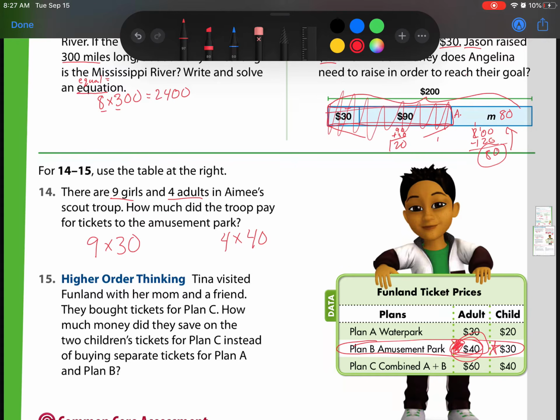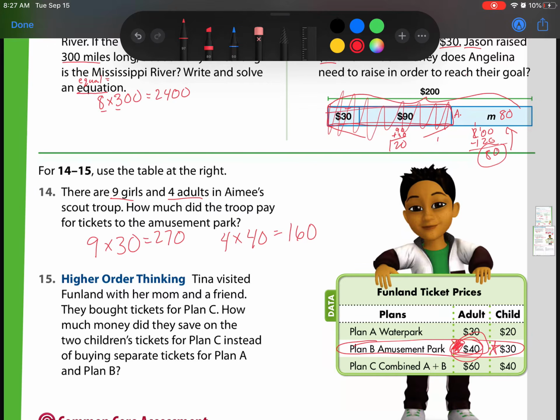So now what do we have to do? We have to figure out what these equal. My basic math fact is 9 times 3 is 27, and add that 0 back on. Basic math fact is 4 times 4, which is 16, and add that 0 on. So I have these 2 numbers, so what do I do with them?